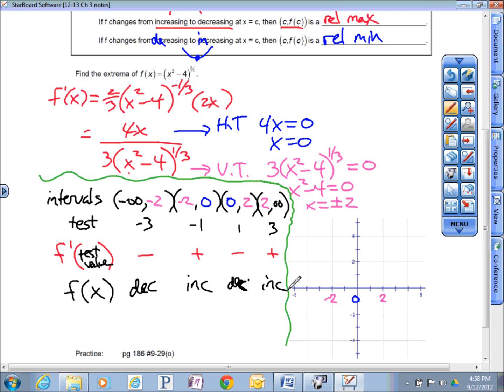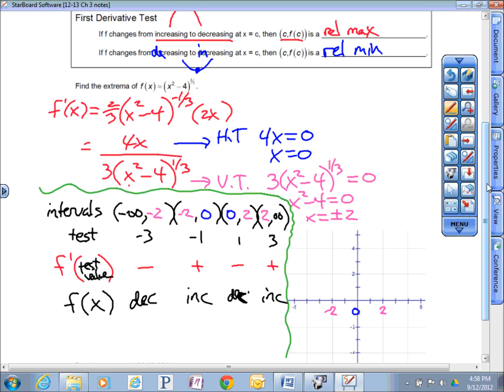So think about what we just found. According to the first derivative test that I think I can keep on the screen here, if my function changes from decreasing to increasing, we just found a relative min. If my function changes from increasing to decreasing, I just found a relative max. If it changes from decreasing to increasing, I found a relative min. Now, where do those values occur?